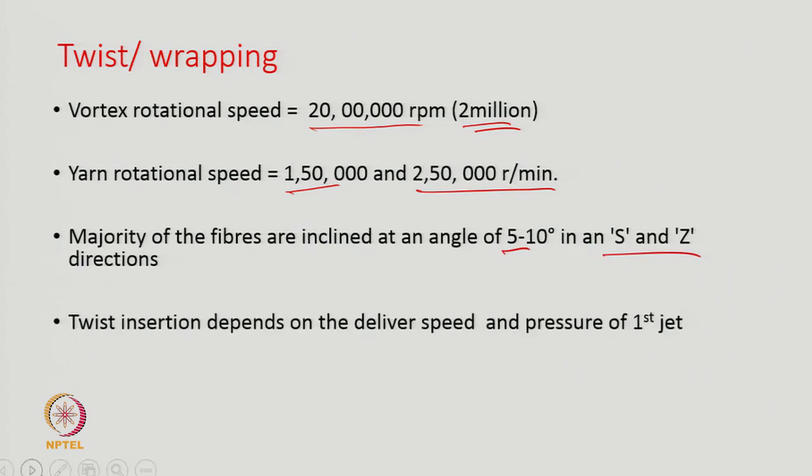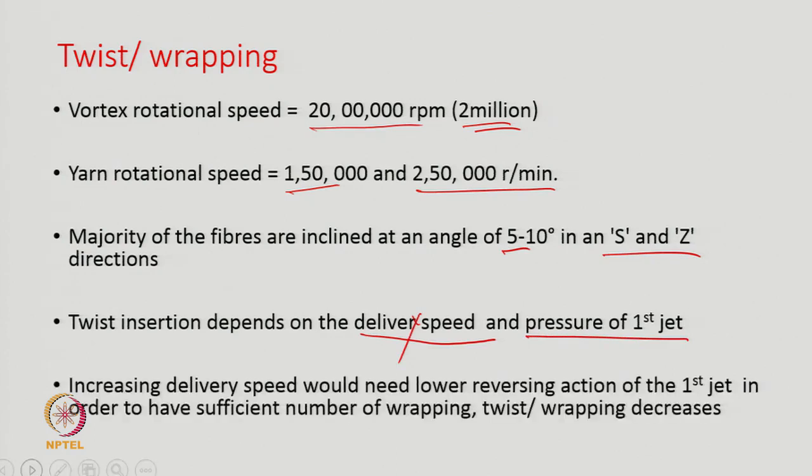Twist insertion depends on the delivery speed and pressure of the fast jet. So, if delivery speed is increased, the twist or wrapping is going to be less, the wrapping angle. So, to counter that, what do we do? We want to lower the reversing action of the fast jet in order to have a sufficient number of wrappings, twisting and wrapping.